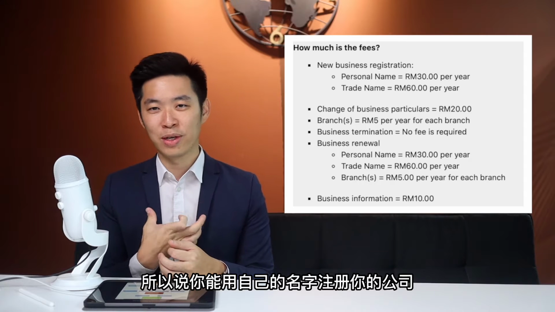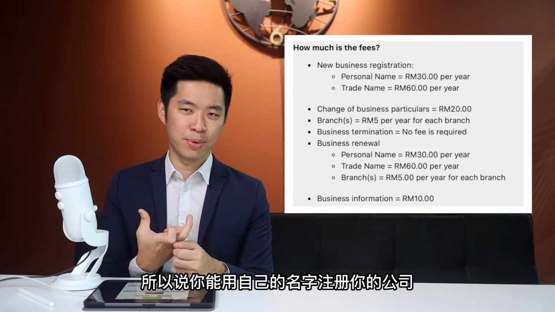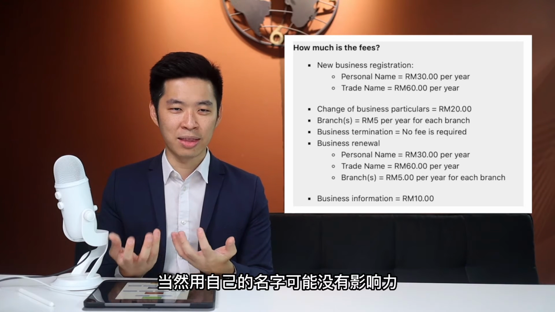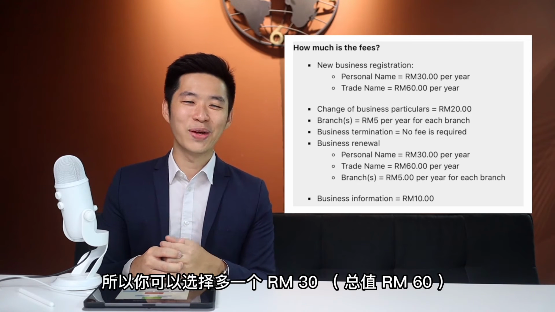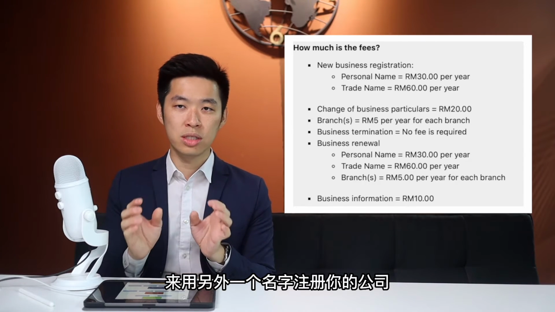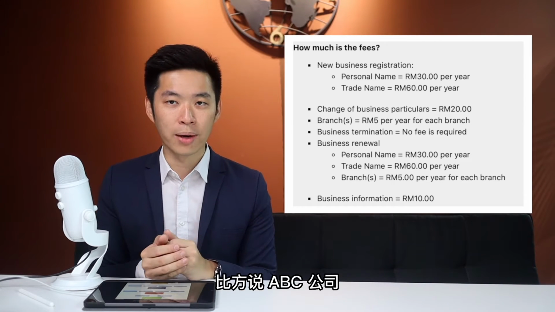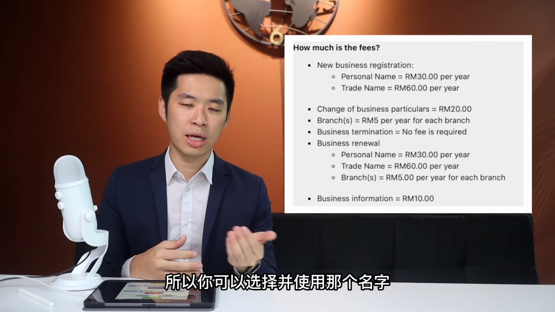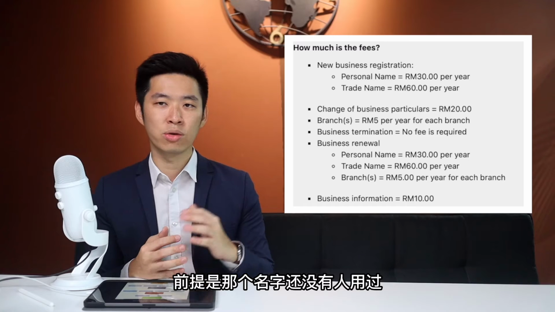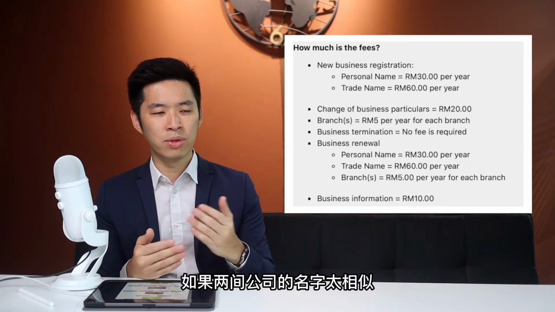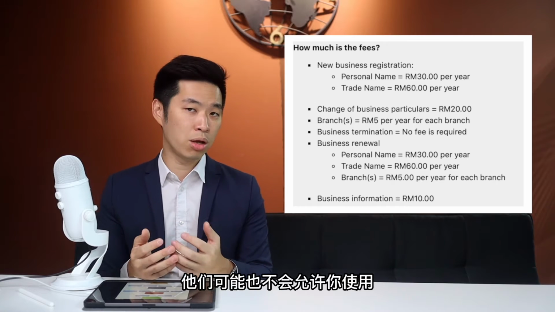So you can use your own name, Song Liu, as the entity's name. Of course, no problem, use your own name as the entity name. So you can then pay another 30 ringgit, which is 60 ringgit in total, to choose your name. Choose the name that you want, right? ABC Enterprise, for example. So you can choose that name, provided no one is using it. Or sometimes, if the name is too similar to other entities, they may not allow it.